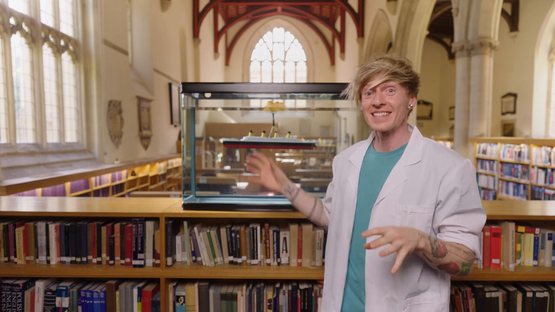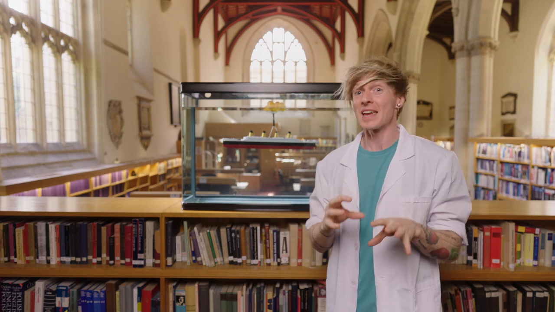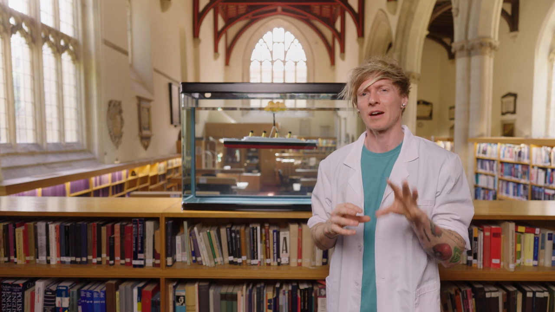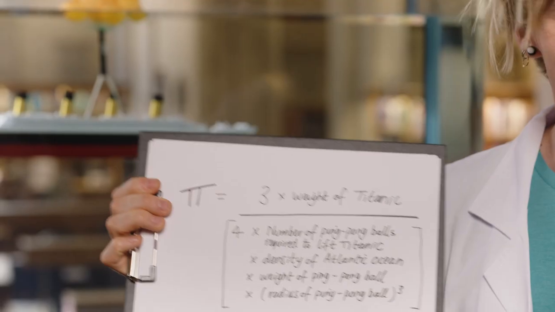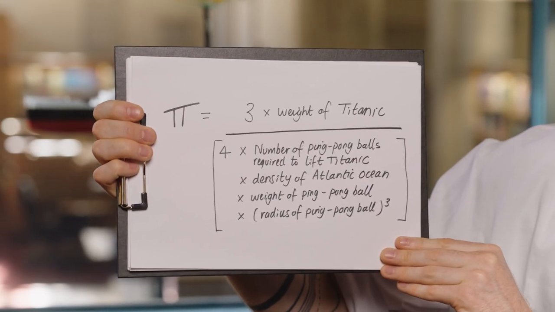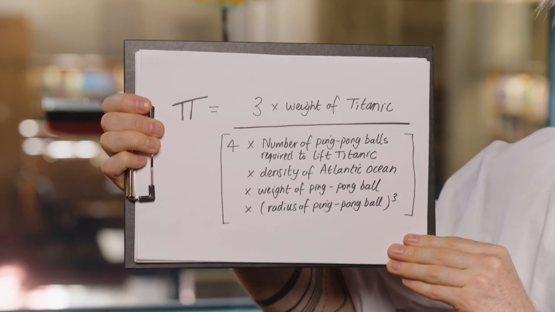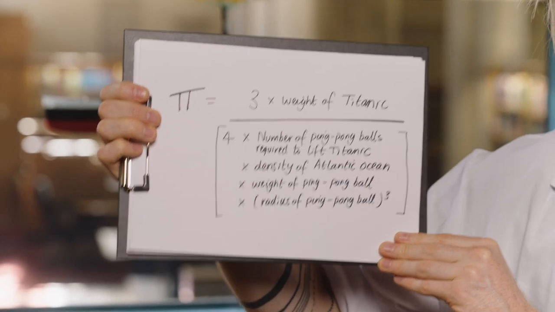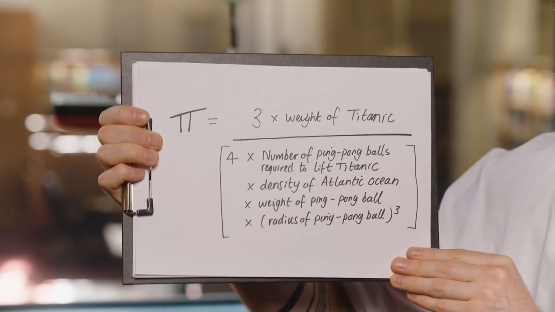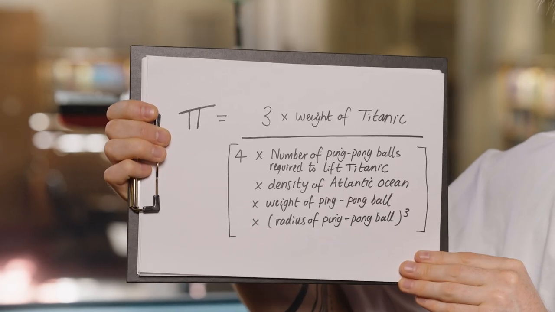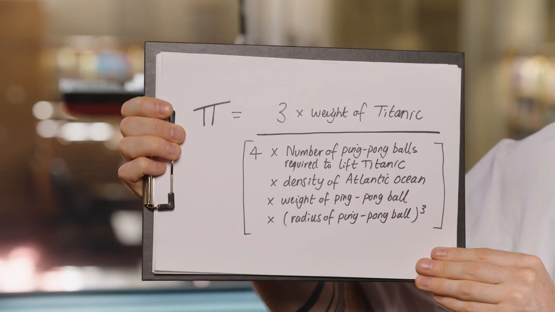Now, not only have we raised the Titanic with ping pong balls, but you may have noticed earlier when we were calculating the buoyancy force that the number pi appeared in our calculation when working out the volume of a sphere. So, once again, we can rearrange the expression to get the following. Pi is equal to 3 times the weight of the Titanic divided by 4 times the number of ping pong balls required to lift the Titanic times the density of the Atlantic Ocean times the weight of a ping pong ball times the radius of a ping pong ball cubed. Our second alternative definition of pi.